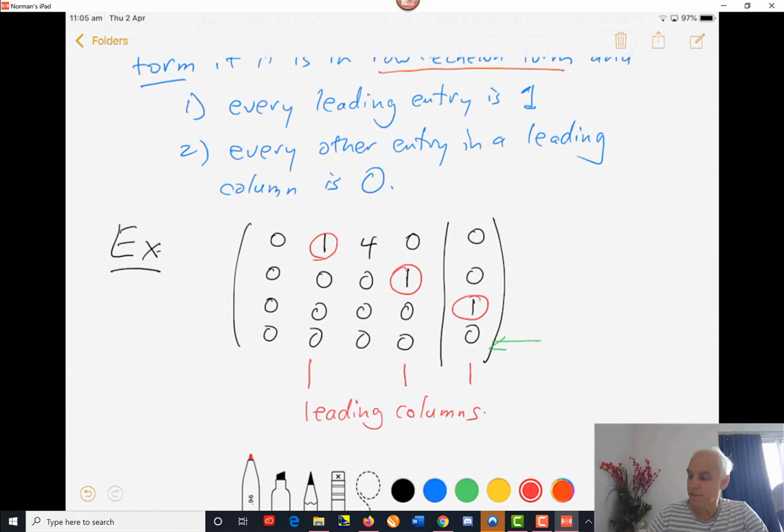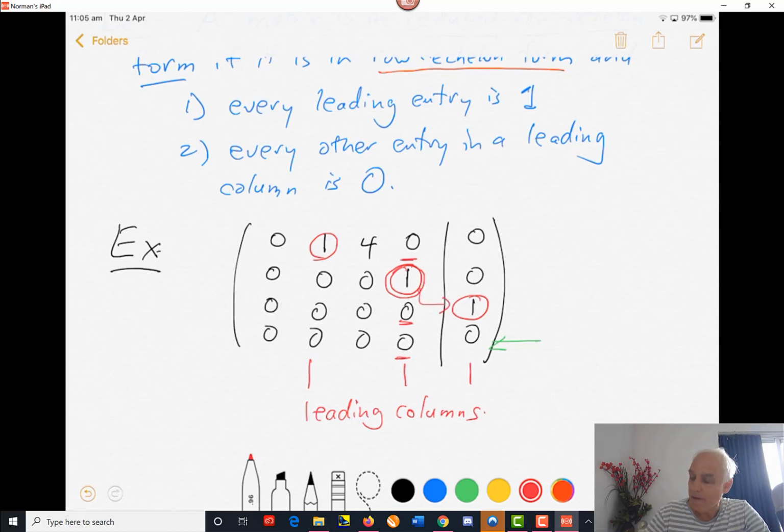So we have these leading columns, and the leading entries now are 1. So that's one of the conditions. And furthermore, the entire column of the leading columns are all zeros, not just below the leading entries, but also above them. So if we look at this leading entry right here, then above it, there's also a 0.